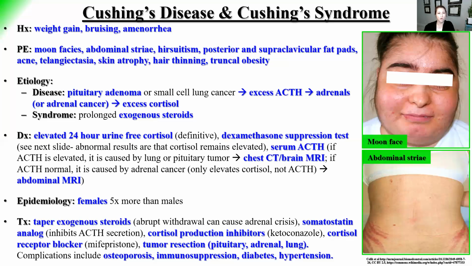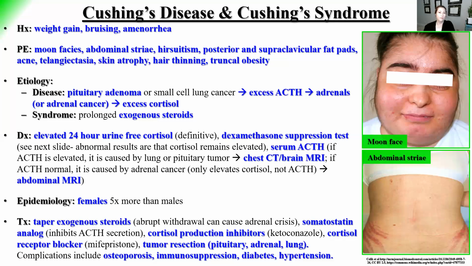Epidemiology for this: it's much more common in females than in males. Now that's true mostly for Cushing's syndrome, because a lot of the autoimmune disorders that are treated with steroids happen more in women. So that's kind of an incidental finding there. If they have Cushing's syndrome and they're getting too much steroid, you want to taper that dose down. You don't want to do an abrupt withdrawal, because that can trigger an adrenal crisis.